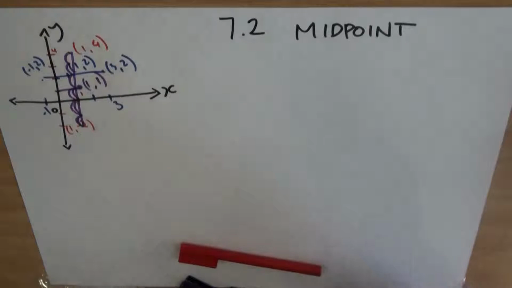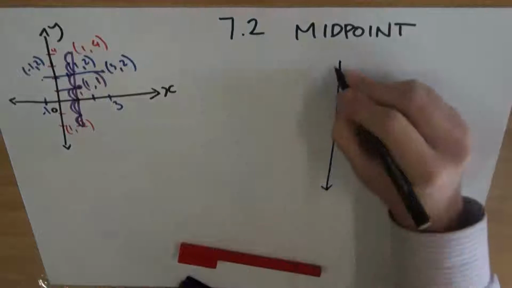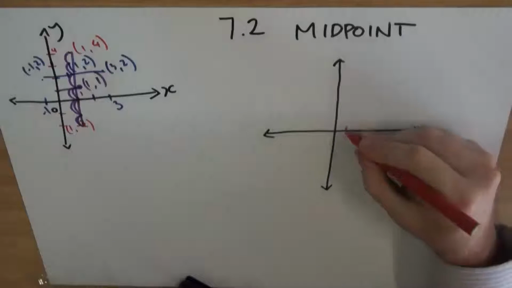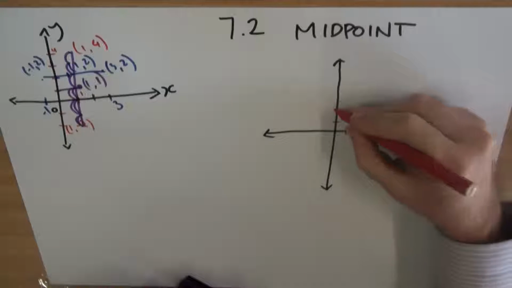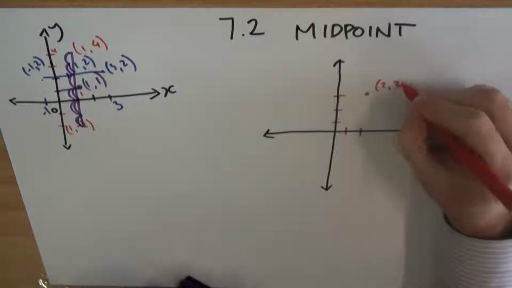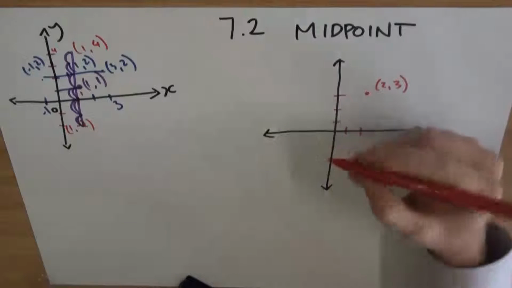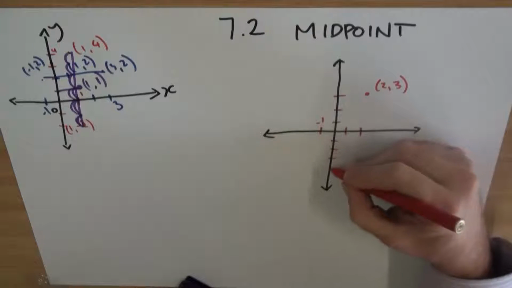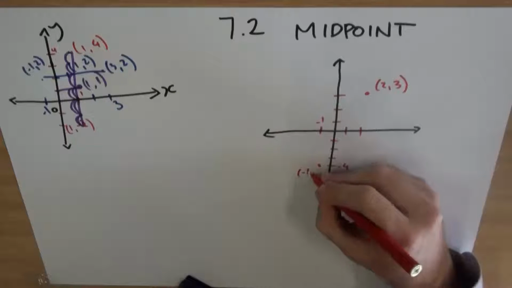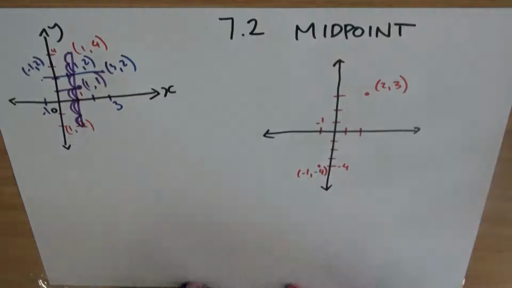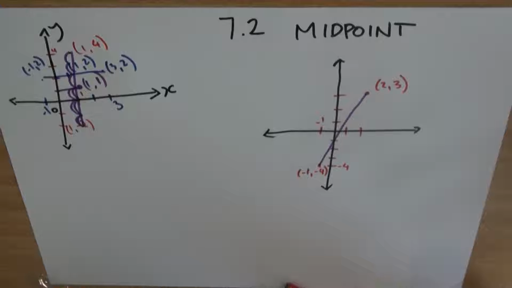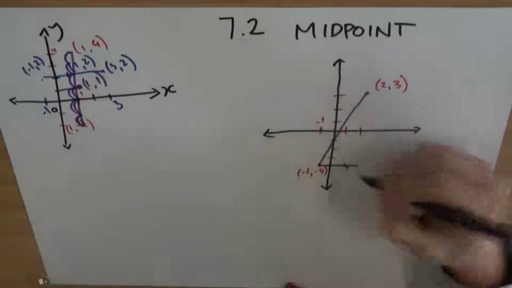But what if we had 2 points that were diagonal, just like with our distance formula? Well, let's draw up another one over here. Okay, so we're going to have the 2 points x equals 2, y equals 3. There's our first point. And then our second point will be x equals minus 1, y equals minus 4. Down here. Okay, so we've got to find out what is the midpoint between these 2 points. We can find the distance using the distance formula, but what is the midpoint between these? Once again, we could draw a triangle here.